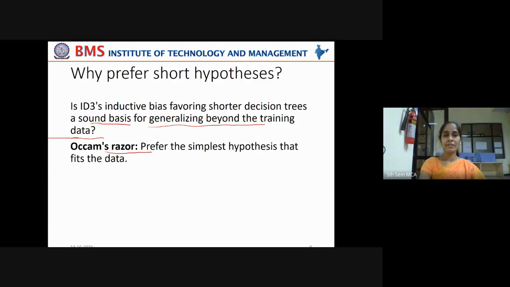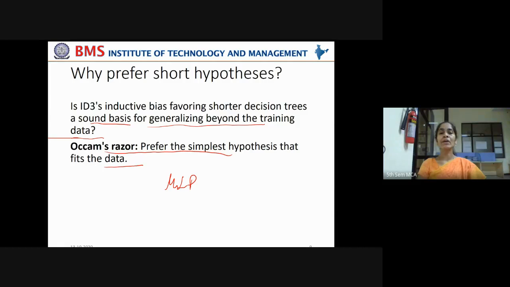See, this is formulated, recorded by Occam's razor, and he made a statement like this: prefer the simplest hypothesis that fits the data. This is also called the minimum length principle. When there are more alternative solutions available, always find the simplest of the solutions.